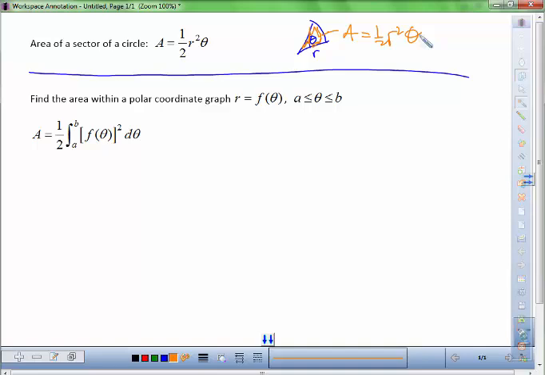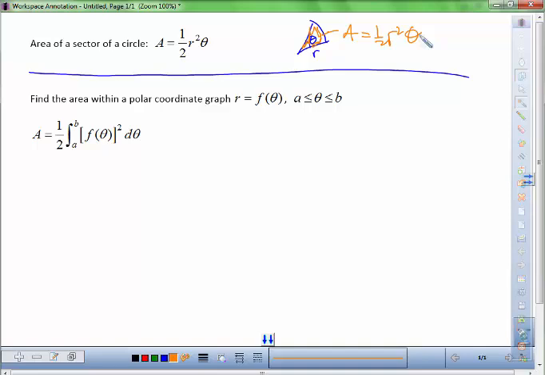That seems okay. If you let theta go all the way up to 2 pi, then you're looking at the whole circle, and the area of the whole circle is pi r squared. So you can just see how that's going to work out.